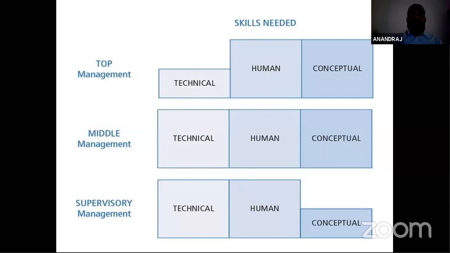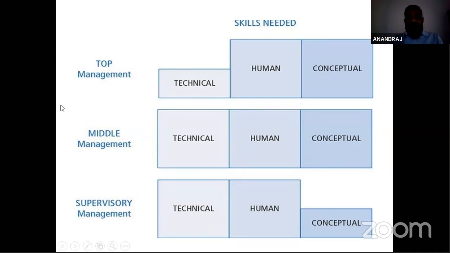Whereas human skill, dealing with people, dealing with the people's emotion, that is important. How you handle them, that is what connects to innovative leadership. How you interact with your team, that makes people to be innovative. That we'll see in the coming slides.